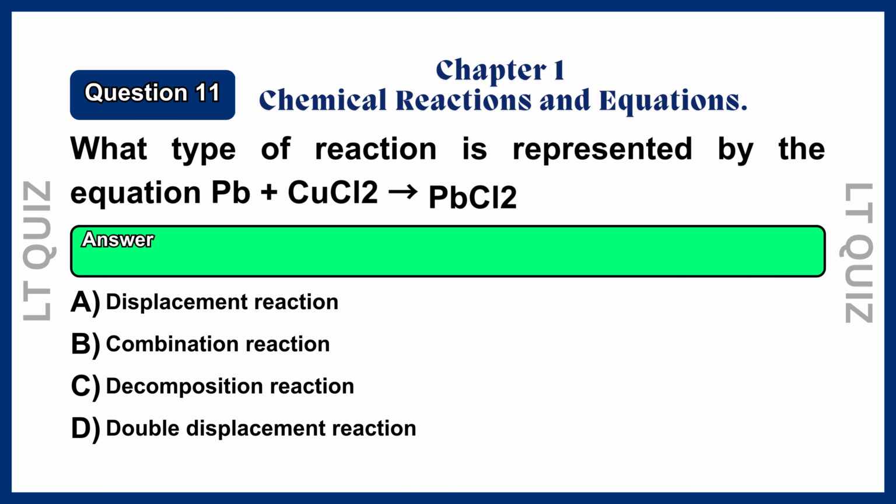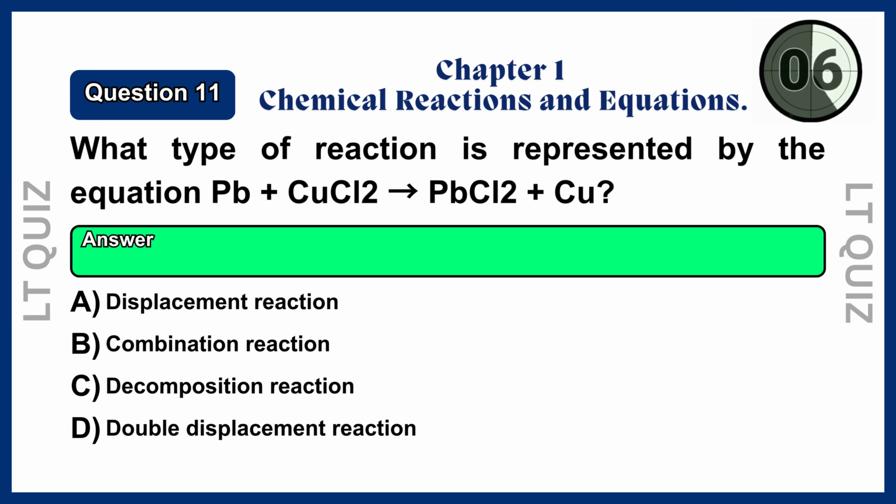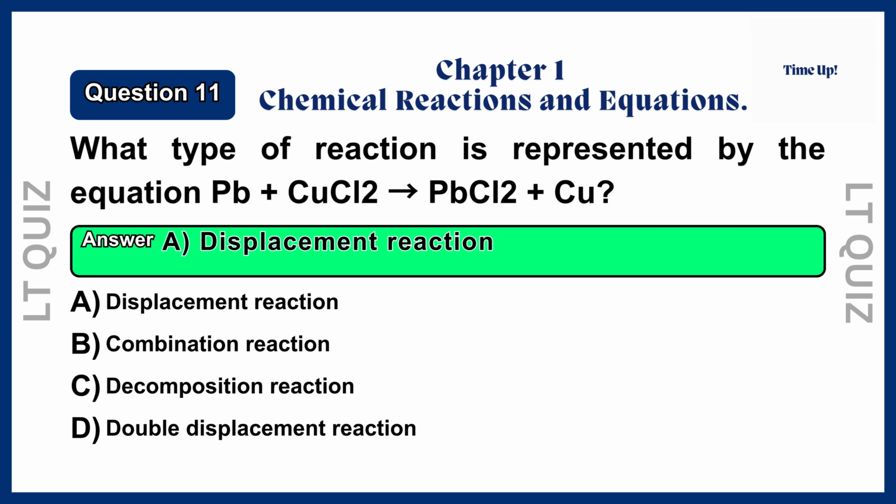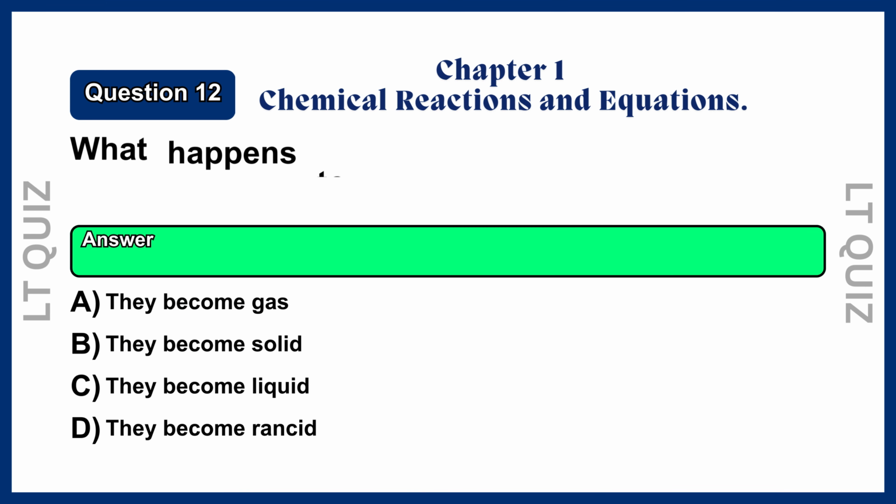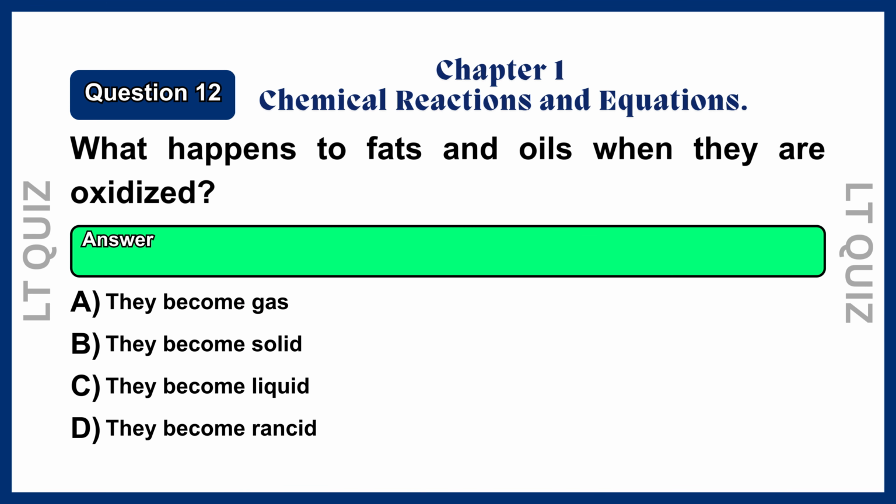What type of reaction is represented by this equation? The correct answer is option A, displacement reaction. What happens to fats and oils when they are oxidized? The correct answer is option D, they become rancid.